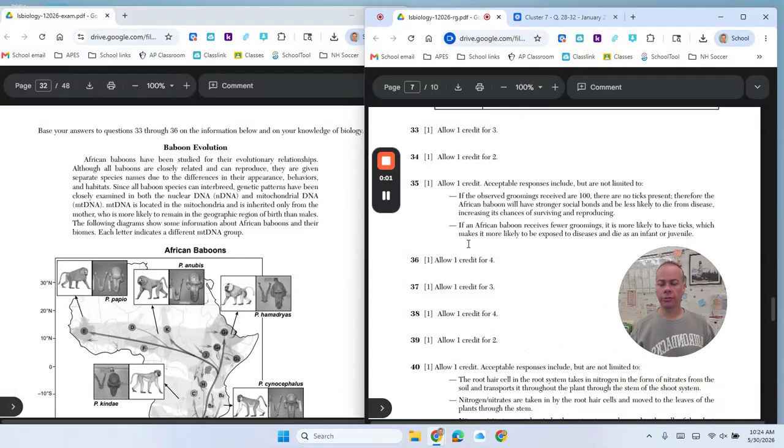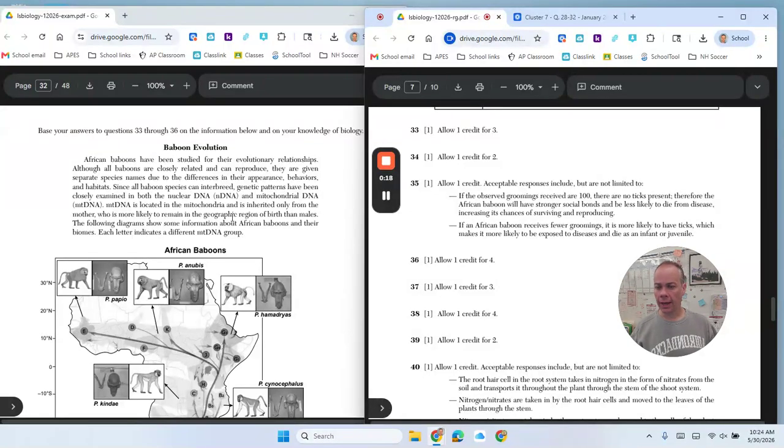Cluster 8 of the January 2026 New York State Biology Regents Exams. We are focused on questions 33 through 36 and reviewing how to score these. So this cluster focuses on baboon evolution and has fairly extensive information here.